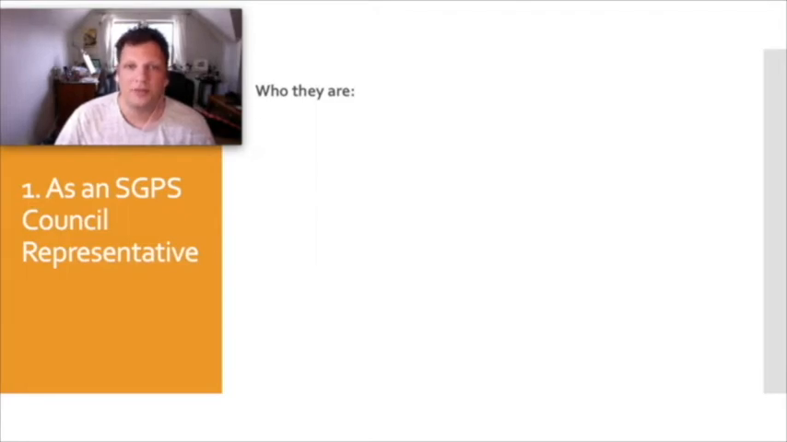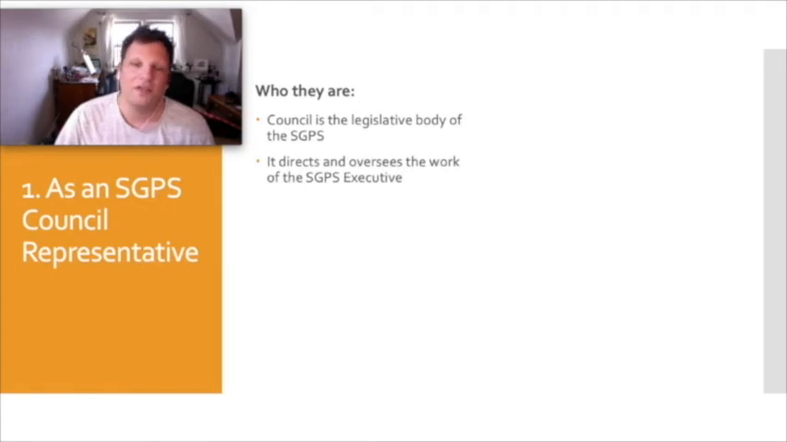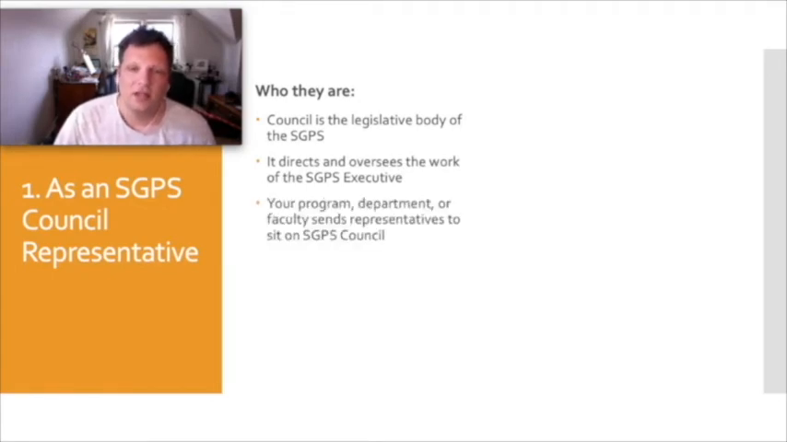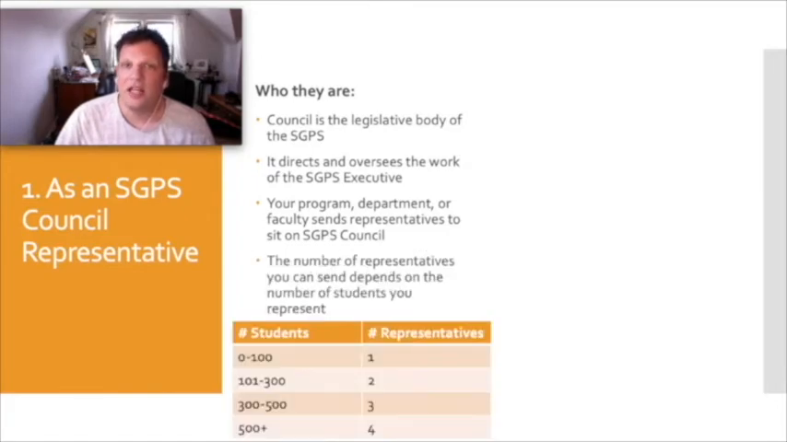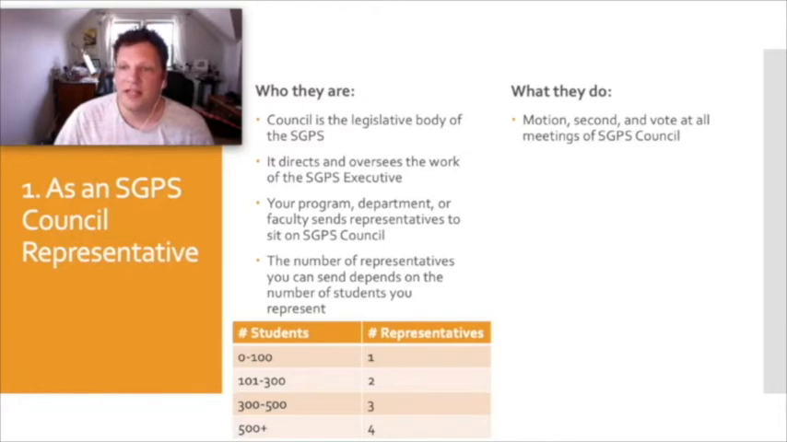So who are council representatives? Well, council is the legislative body of the SGPS, and it directs and oversees the work of the SGPS executive. Your program, department, or faculty, as well as other programs, departments, and faculties, send representatives to sit on SGPS Council. And the number of representatives that you can send depends on the number of students that your program, department, or faculty represents. There's a bit of a table here in case you're interested. As a council representative, you can motion, second, and vote at all meetings of SGPS Council. So you're an active part of that decision-making process.